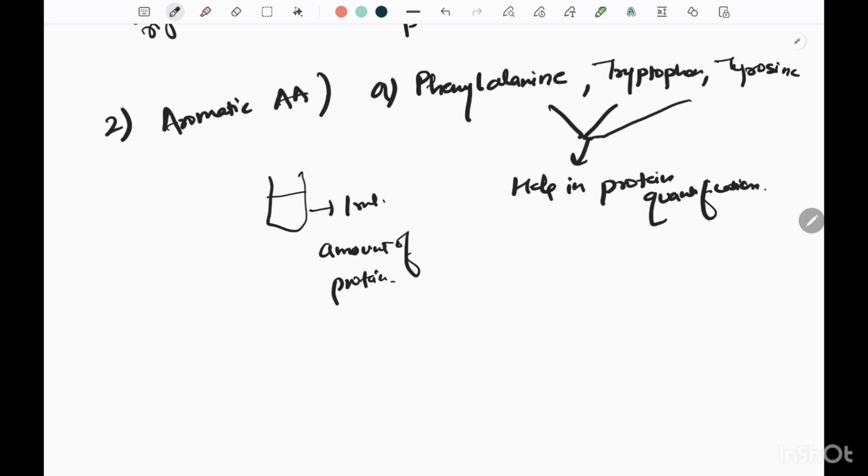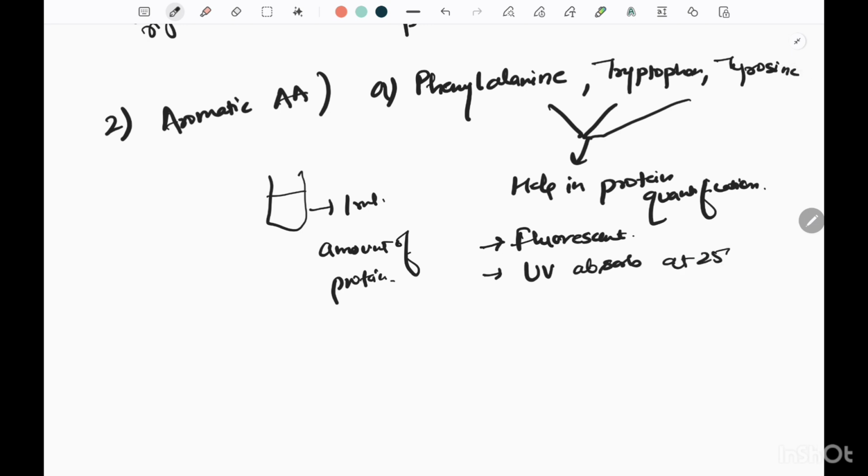Okay, and why is that? Because these three are fluorescent in nature, and how, I'm going to explain in a bit. So they can absorb UV. They absorb UV at 250 to 300 nanometer, or technically at 280 nanometer, due to which we can actually identify the particular amount of protein in any solution.